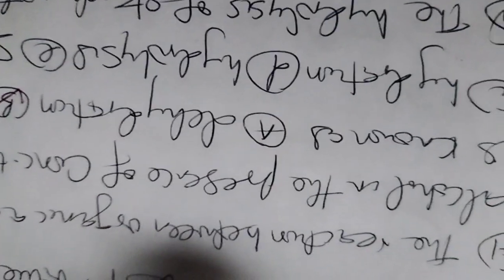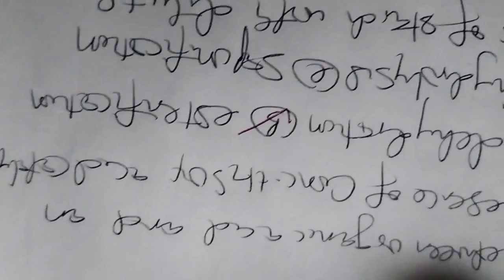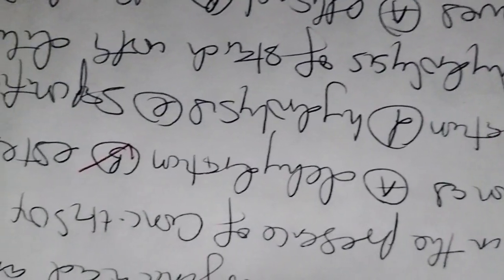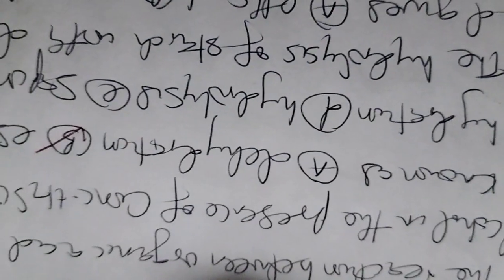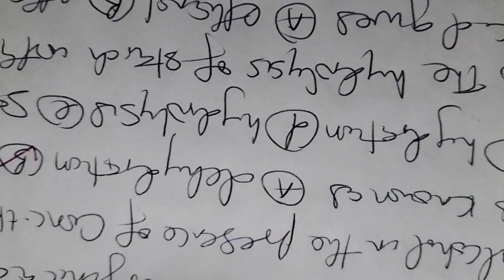Number 41, the reaction between an organic acid and alcohol in the presence of concentrated H2SO4 acid catalyst is known as A, dehydration, B, esterification, C, hydration, D, hydrolysis, and E, saponification. The answer to number 41 is esterification. Reaction between an alkanol and an alkanoic acid is called esterification. So number 41 is B.